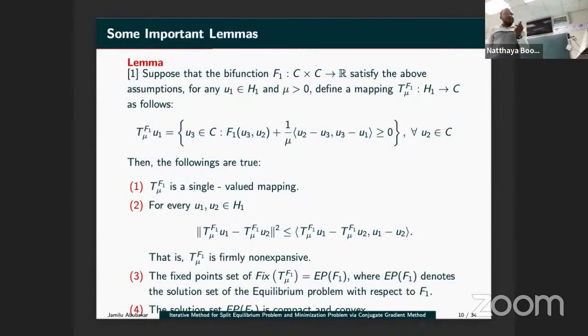And also this lemma defines a kind of proximity operator for the bifunctions. It has already been established that this operator is a single valued mapping. And for every U1 and U2 here, it is firmly non-expansive. So this is a kind of extension of projection, because it has properties like a projection. And also the set of fixed points of this operator is equivalent to the set of solutions of the equilibrium problem that I have shown in equations 1 and 2. And the solution set of the equilibrium problem is compact and convex.